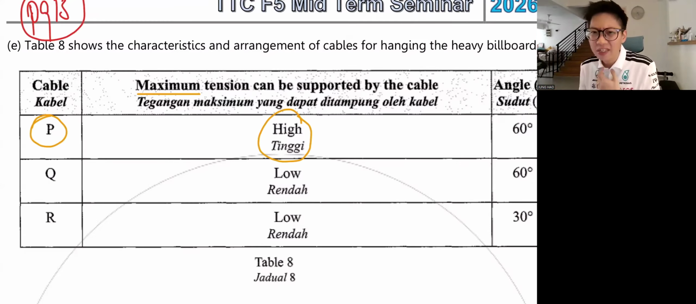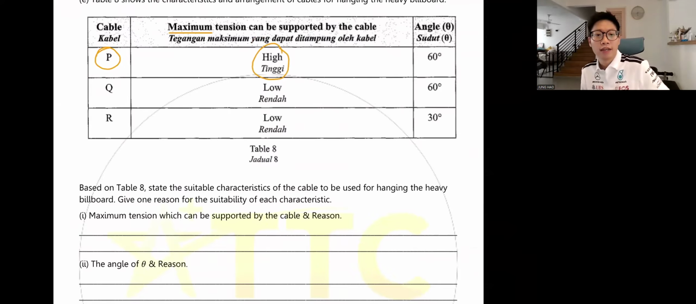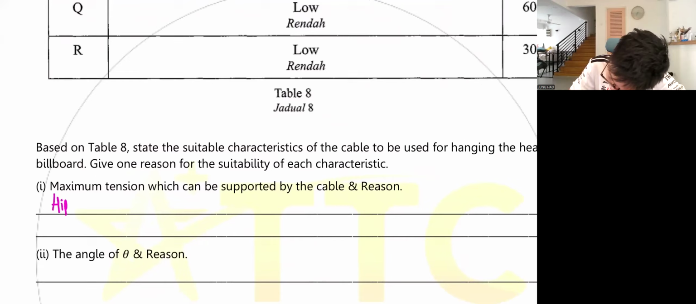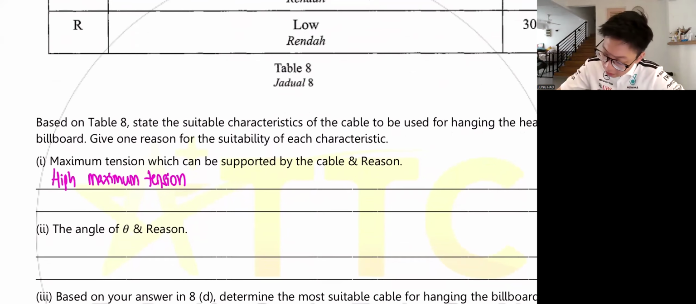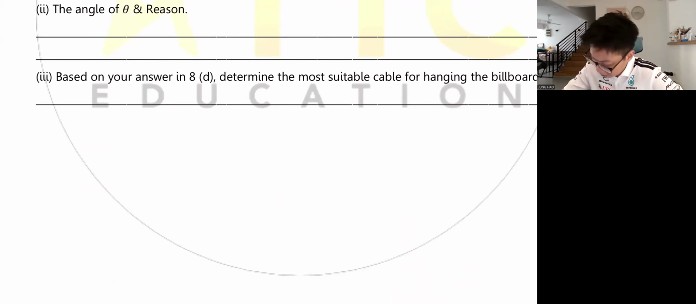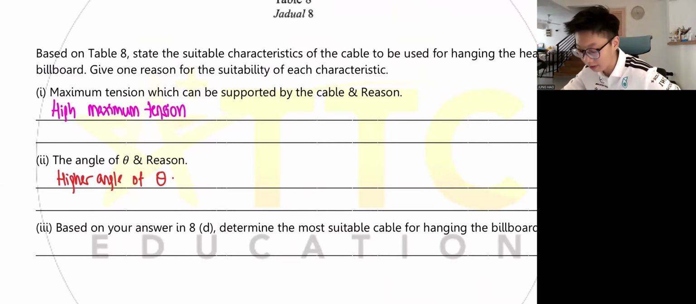It's a very obvious kind of thing. So P lor. Now the maximum tension, we will say high maximum tension, which can be supported by the cable. Then after that, the angle 60 degree, right? We'll say higher angle of theta. Now how are we going to explain this?